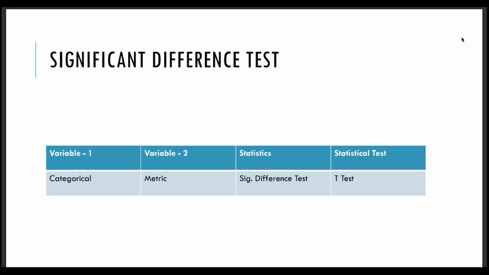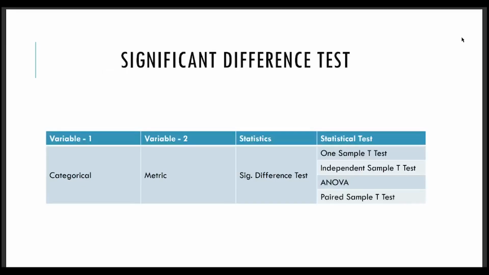So coming to the significance difference test. If one data is categorical in nature and another data is metric, then we need to perform a significance difference test. In the significance difference test, there are different types of t-tests we need to employ. Say for example, there is one sample t-test, independent sample t-test, ANOVA and paired sample t-test. If a standard value is given, at that point of time we need to use a one sample t-test.